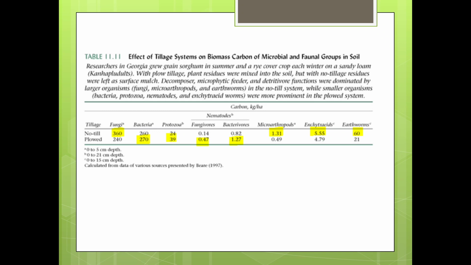So the decomposer, the microphytic feeder, and the detritivore functions were dominated by larger organisms, fungi, microarthropods, and earthworms in that no-till system, while smaller organisms like bacteria, protozoa, nematodes, and enchytraeid worms were more prominent in the plow system.